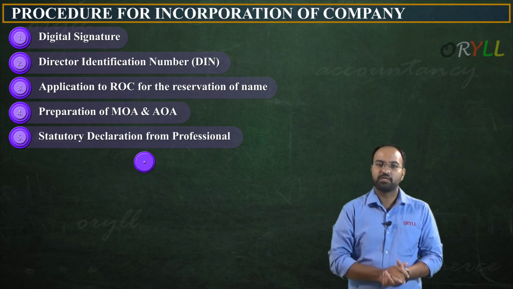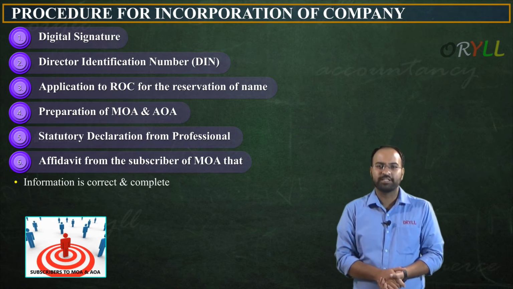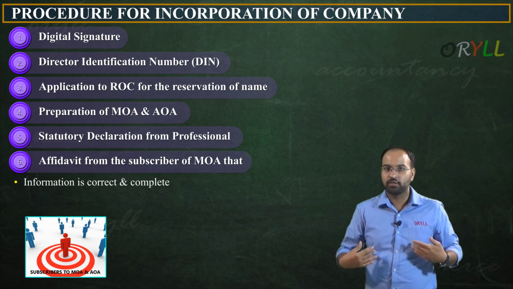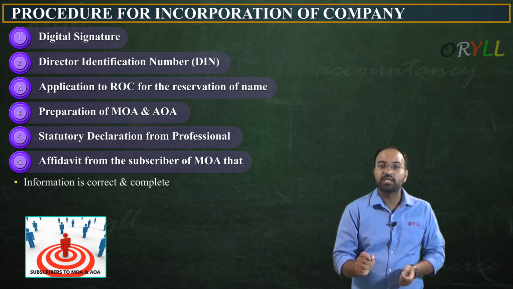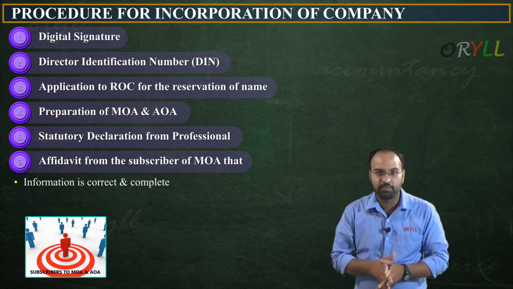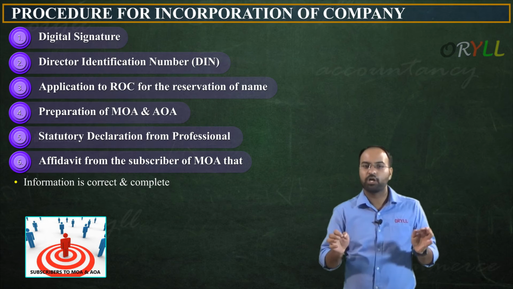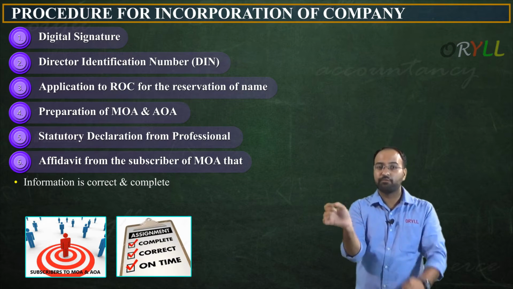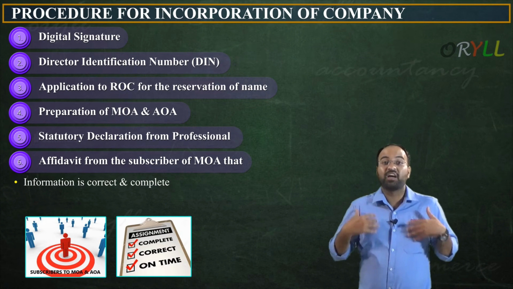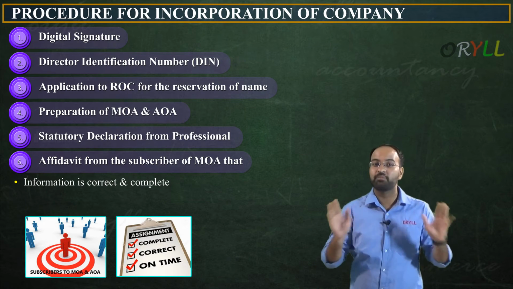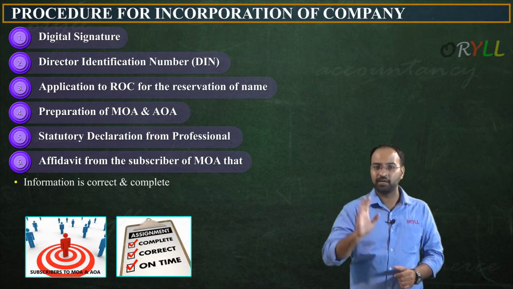Got it? The sixth step is an affidavit from the subscribers of the memorandum. What do you mean by this? The promoters, who are also called subscribers, are starting the company. They should also give something in writing on bond paper, which is called an affidavit. They have to write that whatever information we wrote in the memorandum and articles is correct. Our names are correct, our addresses are correct, our Aadhaar card numbers are correct. So whatever information we are giving is correct and complete.